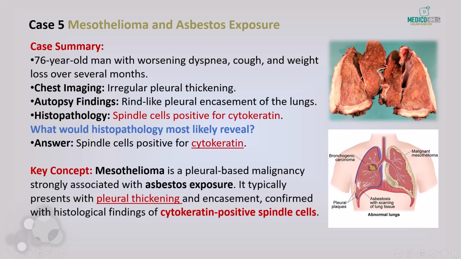Ultimately, mesothelioma presents with slowly progressive symptoms such as dyspnea, cough, and chest pain, much like what we observed in this patient. The imaging and gross findings of pleural thickening and encasement of the lung further support the diagnosis.